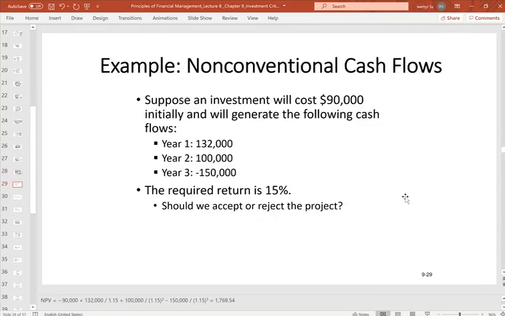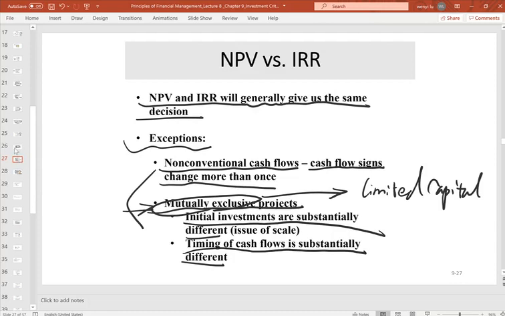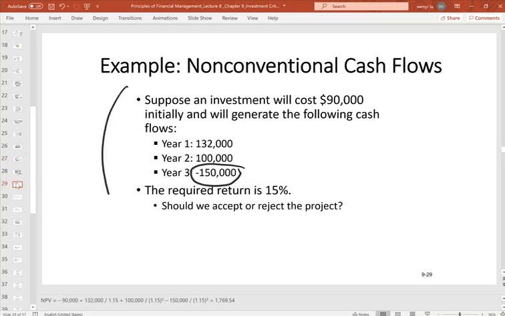Let me show you some examples. For example, in this project, the sign changes a second time. You can see here we have non-conventional cash flows, where the cash flow signs change more than once. You can see this in these examples.